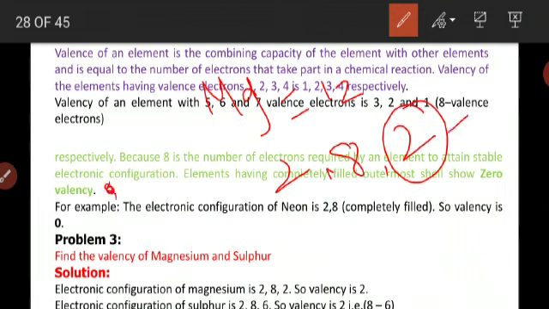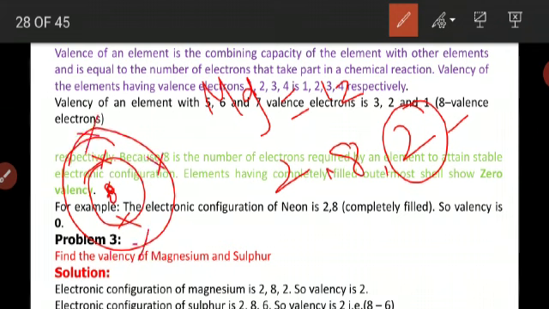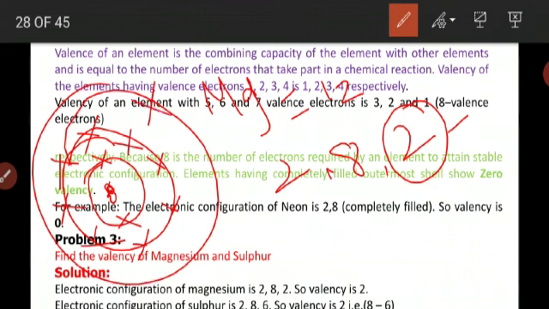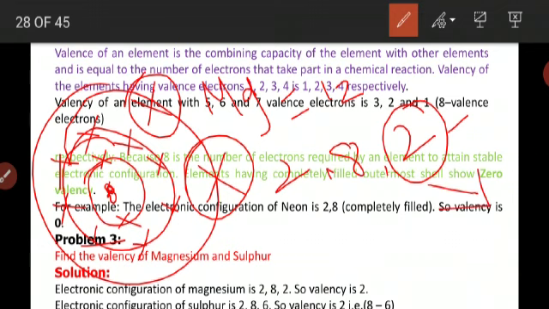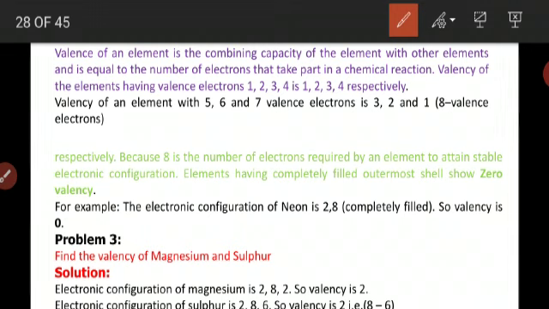You consider here, this is the nucleus. The first shell occupies 2 electrons. The second shell occupies 8 electrons, and the third shell occupies 2 electrons. I already told you up to 4 electrons present in the outermost shell, we consider the valency as the same number, right? So 2 electrons are present in the outermost shell, so the valency is 2. Is it clear, students?